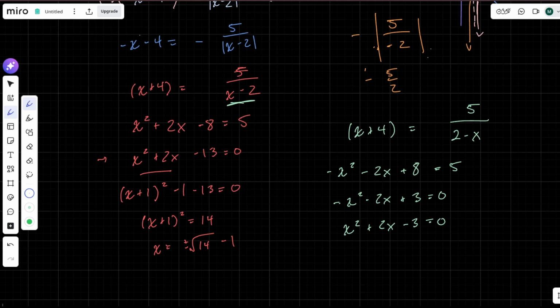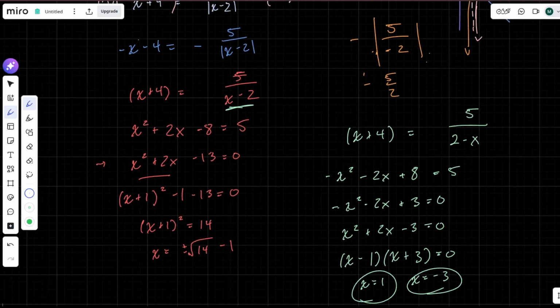And then if we think about how to set this up, this is going to be like x minus 1, x plus 3, which would give us positive 2 in the middle. So we would have x solutions at 1 and x solutions at minus 3. Now those look quite compelling as solutions compared to what we're getting over here, don't they?